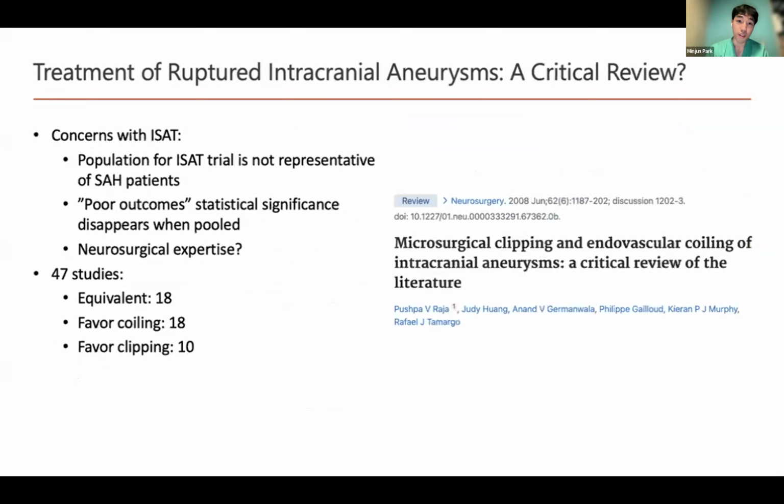For example, the population for that trial was not necessarily representative of all subarachnoid hemorrhage patients. Within the trial, about 97% of the aneurysms were in the anterior circulation, and that doesn't reflect the general population who have subarachnoid hemorrhage from aneurysms. Also, they found that the statistical significance of these so-called poor outcomes, which they measured by the Rankin scale, disappears when pooled differently.